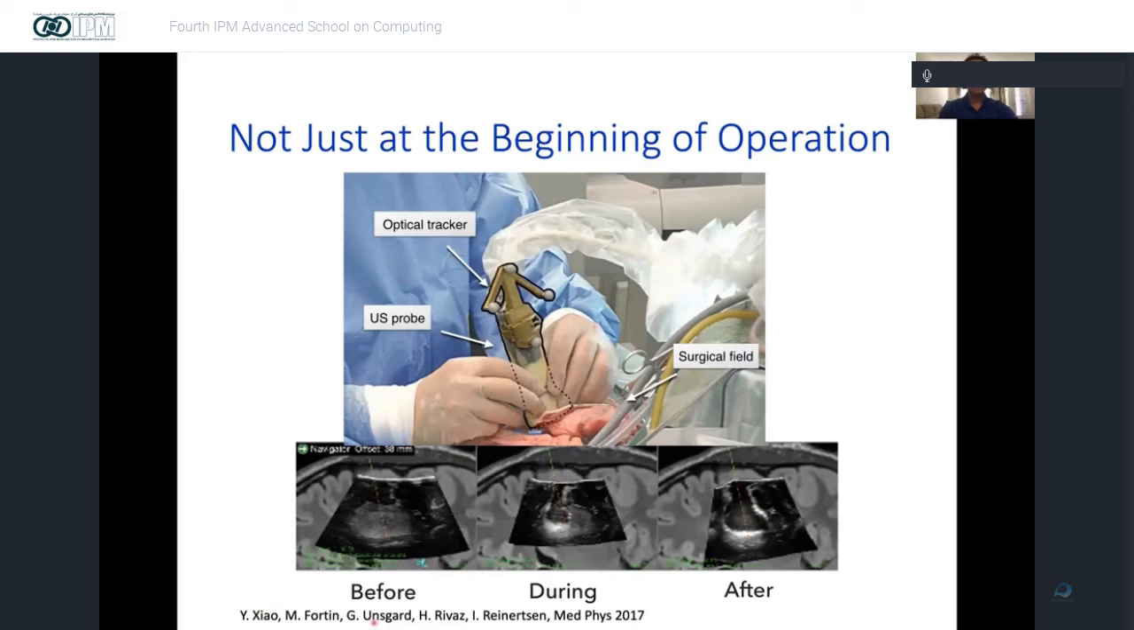I'd like to point out that in this paper, we have released a data set of ultrasound and MRI scans, many ultrasound scans and MRI scans of 23 patients. So it's a very complete data set, and I encourage you to use it.